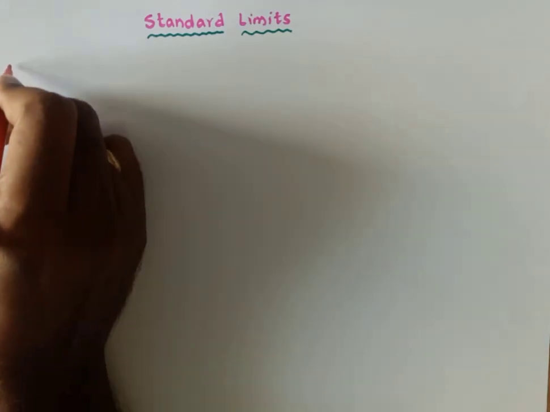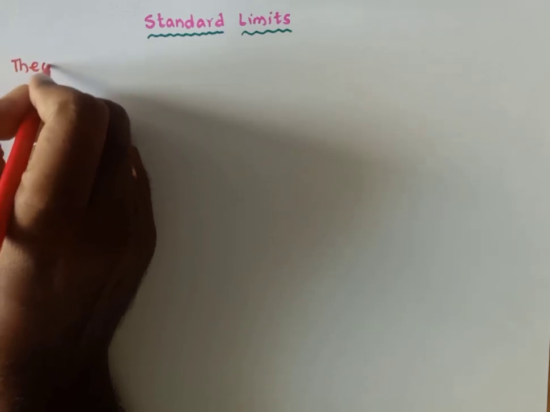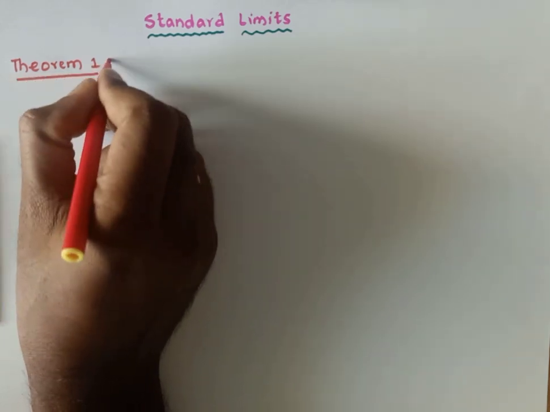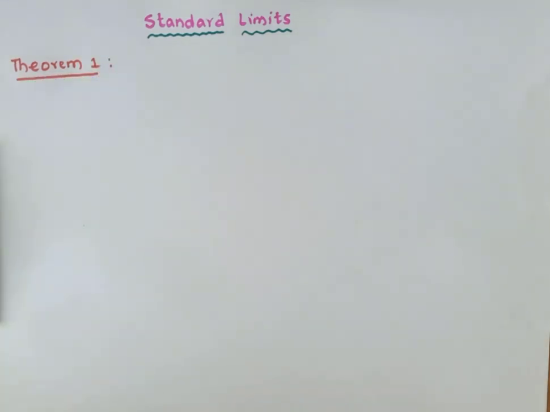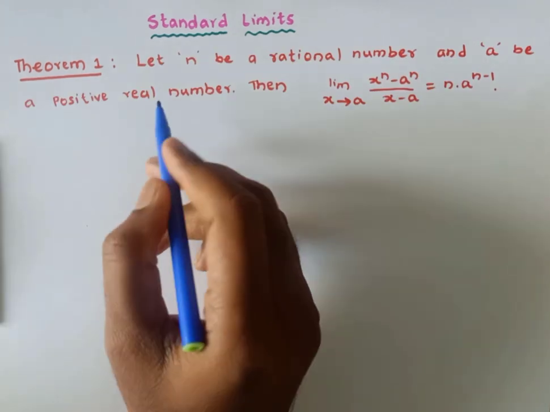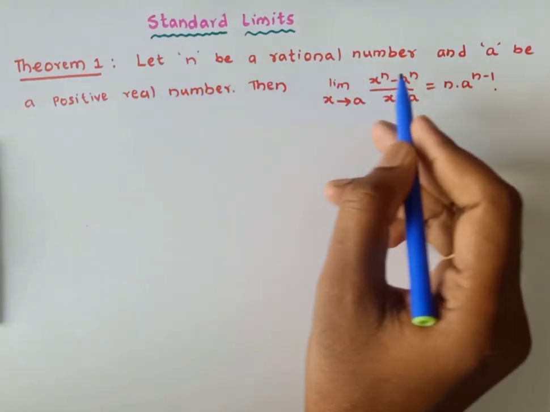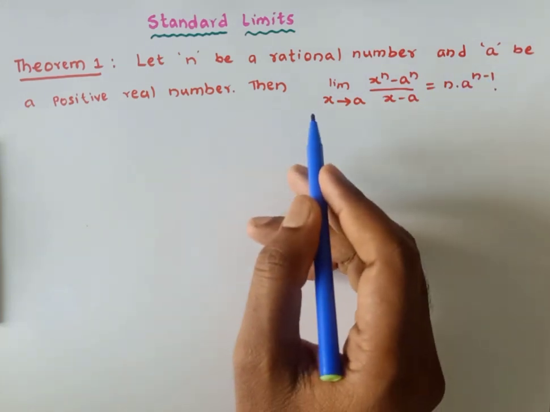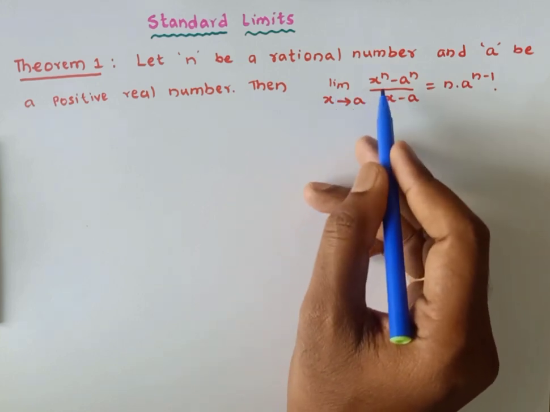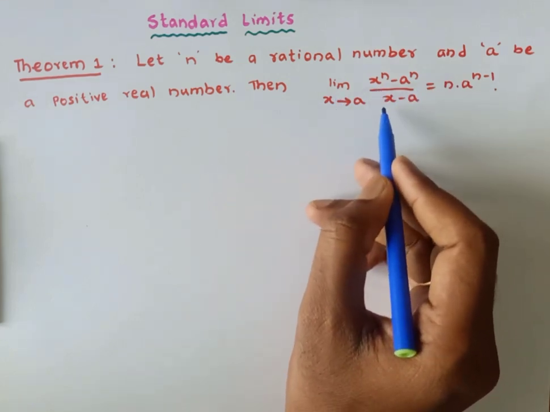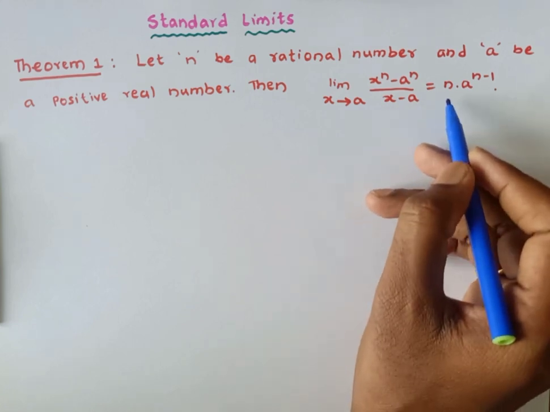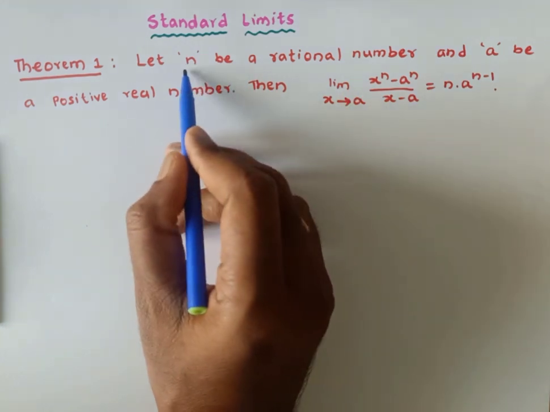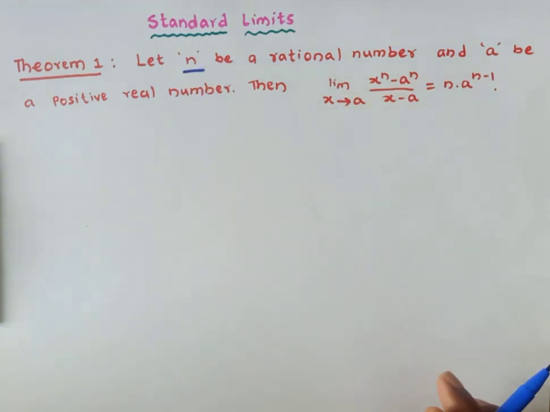See the first theorem. See the statement: let n be a rational number and a be a positive real number. Then the limit as x tends to a of (x to the power of n minus a to the power of n) by (x minus a) is n into a to the power of n minus 1. In the given statement, the value of n is a rational number only.